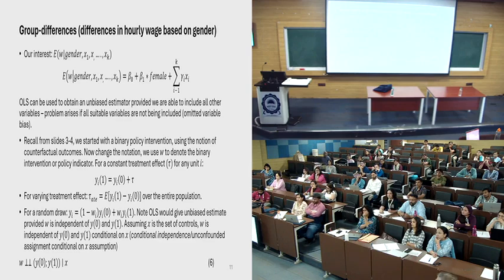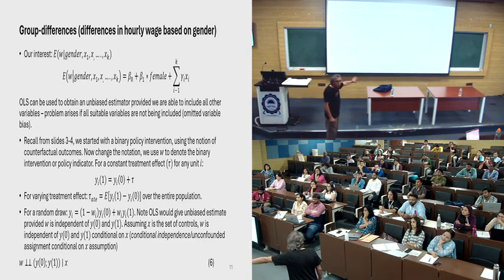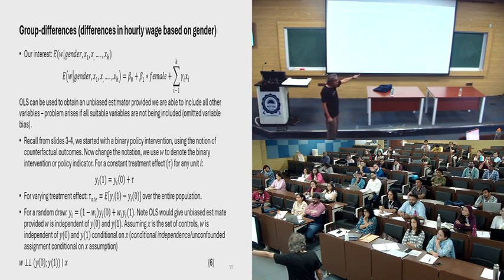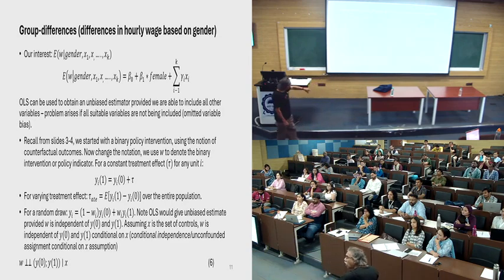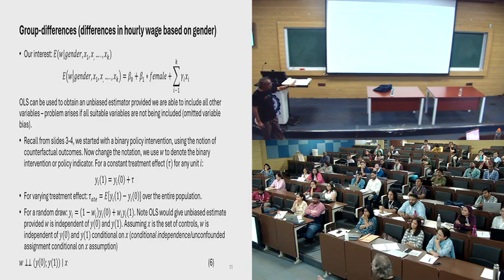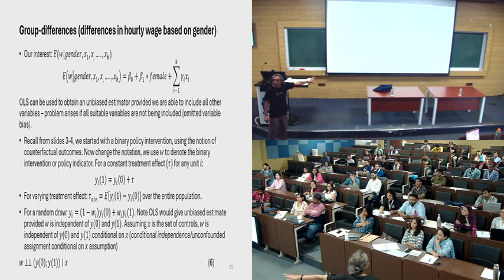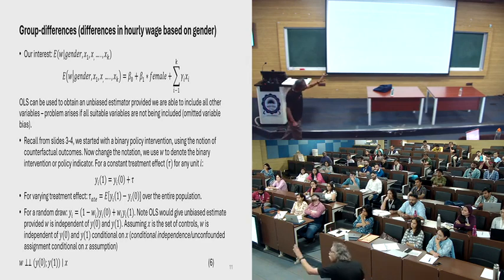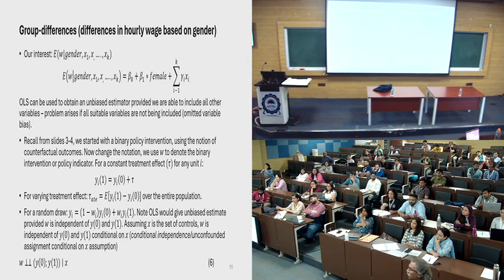Now for the varying treatment effect, I am going to calculate what? For the entire population, the expected value. Because note, it has a subscript of yi1 and yi0. For a random draw, I can then think of, again, the convex combination. We have done that: (1 minus xi) times yi0 plus xi times yi1. Now note, my xi is being replaced by wi. So everything remains similar. OLS would give unbiased estimate provided w is independent of what?